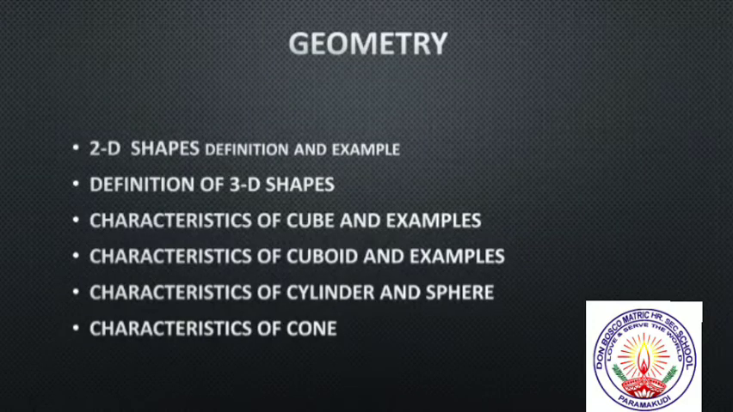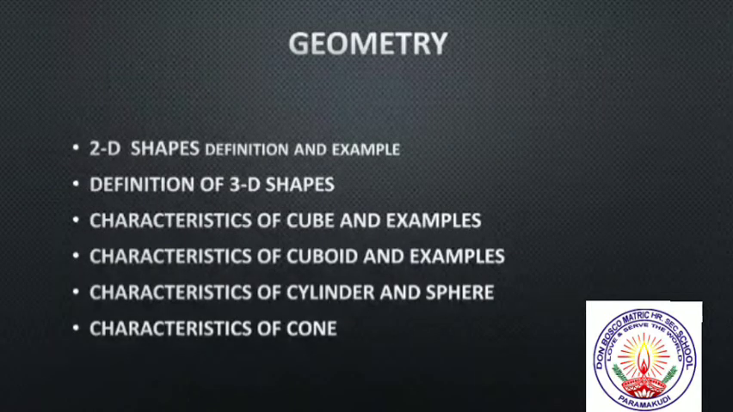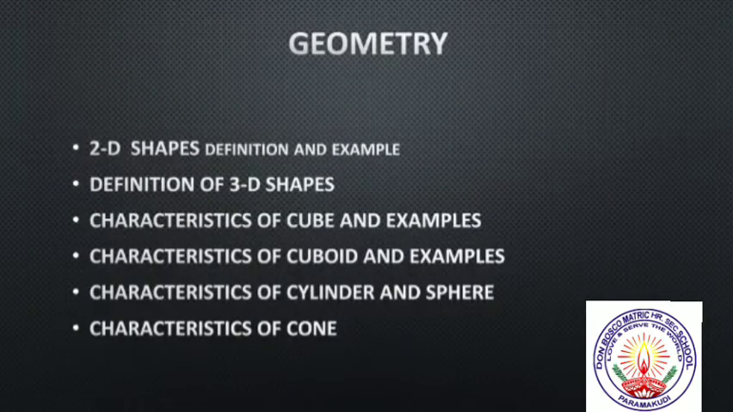Today I am going to teach unit 1 from Maths. The topic is geometry. In this lesson we are going to learn about 2D shapes definition and example, definition of 3D shapes, characteristics of cube, cuboid, cylinder, sphere, cone and its examples. All these things we are going to learn in this lesson.